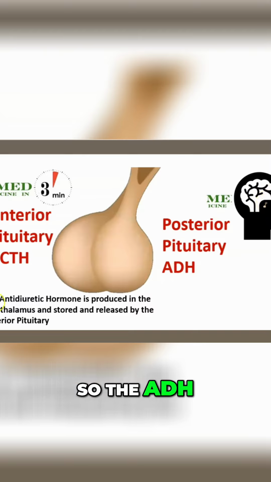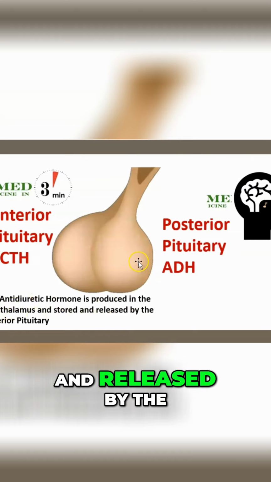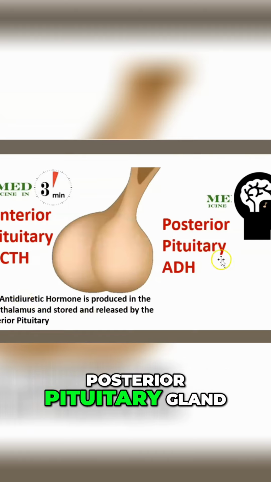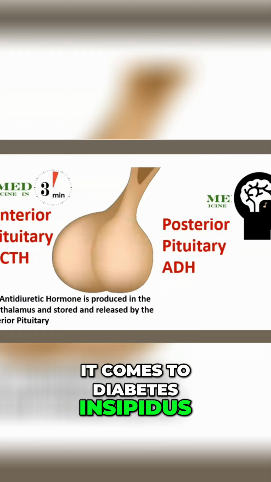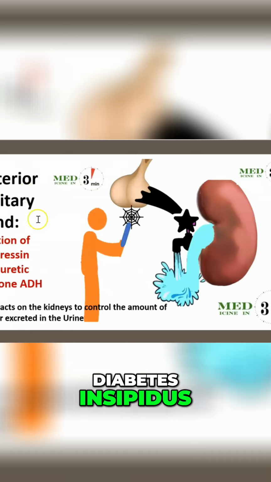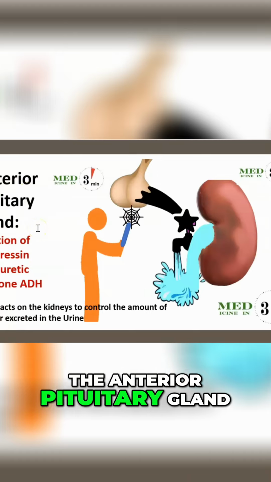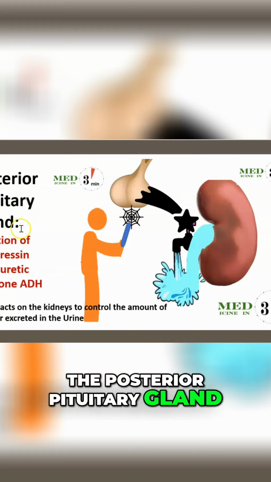So the ADH, antidiuretic hormone, is produced in the hypothalamus and is stored and released by the posterior pituitary gland. So that's what we're going to be dealing with when it comes to diabetes insipidus. Now, we spoke about how the anterior pituitary gland is not involved. Now let's find out why the posterior pituitary gland is involved.